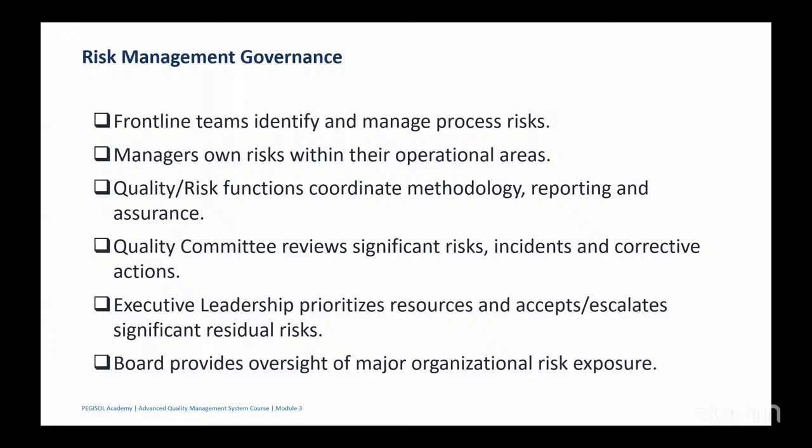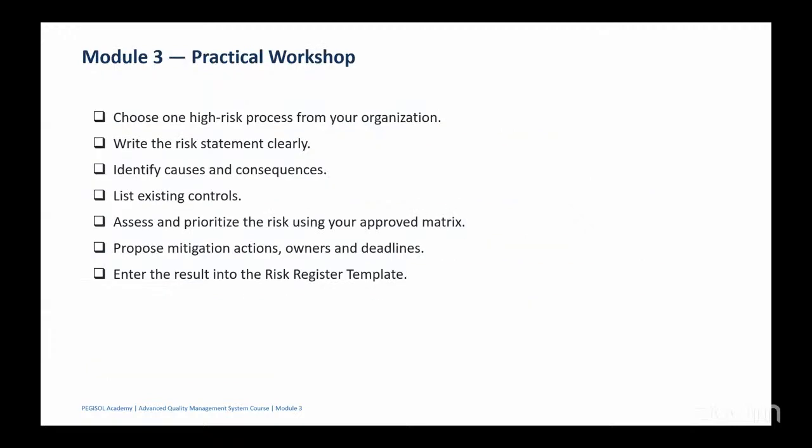Board provides oversight of major organization risk exposure. Okay, our workshop: choose one high risk process from your organization, write the risk statement clearly, identify the causes and the consequences, list existing controls. So what we are trying to do here is assess and prioritize the risk using your risk matrix or approved matrix. Then propose a mitigation action, owners and deadline. Then enter the result into a risk register template.